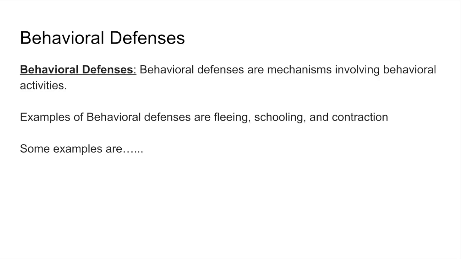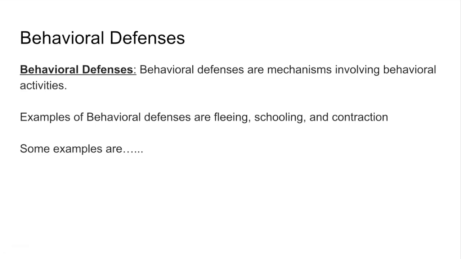Behavioral defenses are mechanisms based around an organism's behavioral activities. Some examples of behavioral defenses are fleeing, schooling, and contraction. Fleeing is when an animal runs away from danger, such as a predator. An example of this is when a deer runs away from a wolf. Schooling is when animals join together in packs to fight off predators or keep away from predators, such as a school of fish or a pack of dogs and wolves.